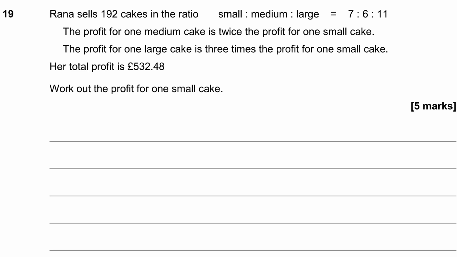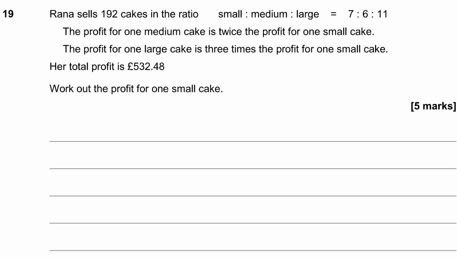19. Rana sells 192 cakes in the ratio of small to medium to large of 7 to 6 to 11. The profit for one medium cake is twice the profit for one small cake. The profit of one large cake is 3 times the profit of one small cake. Her total profit is £532.48. Work out the profit for one small cake. So basically lots of information, and we need to work through it all to get to our solution.